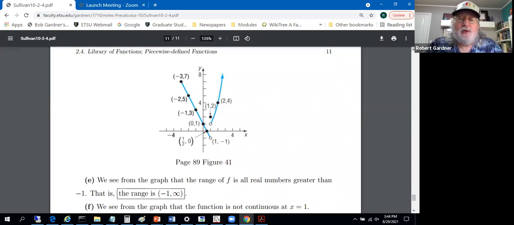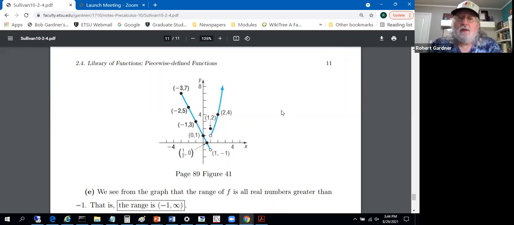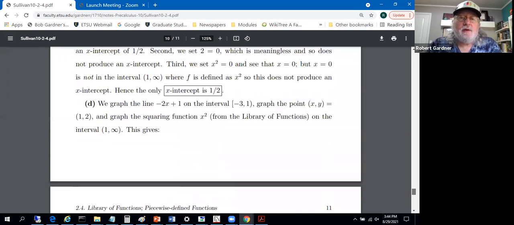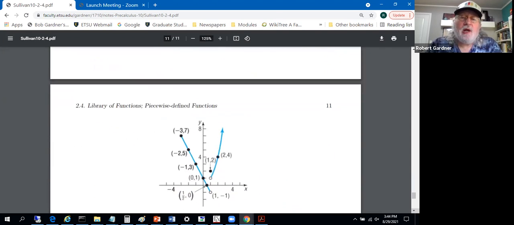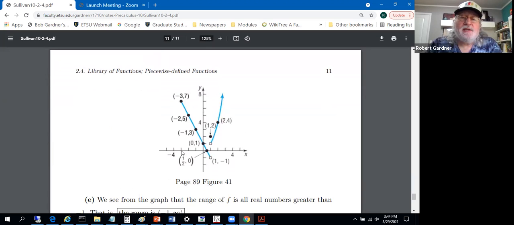Okay, so we were dealing with negative 2x plus 1. Get my story straight here. Negative 2x plus 1. All right, for x between -3 and 1, including -3. So we could plot x equals -3. We're dealing with f of x is -2x plus 1. -2 times -3 plus 1 yields a 7.